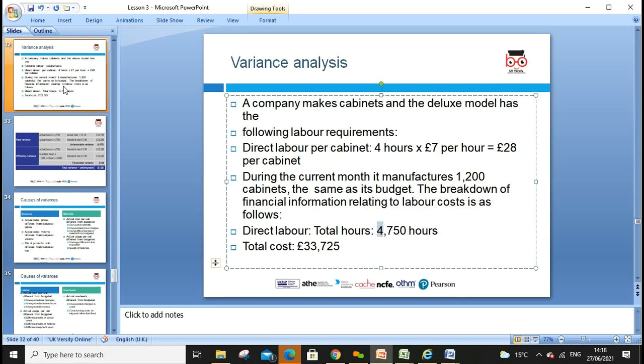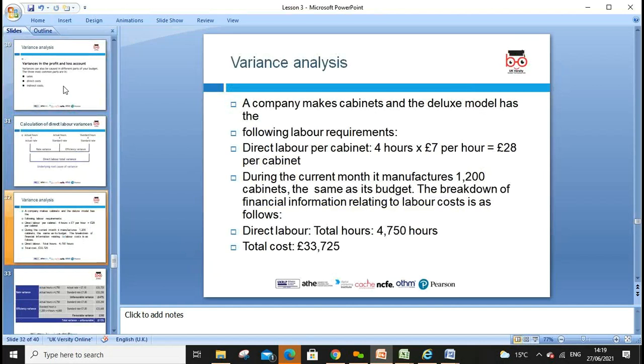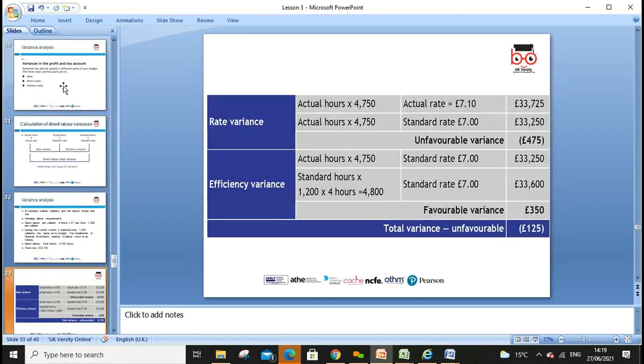Standard is to use 4 hours, and the rate is £7. So each unit requires £28 worth of labor. If we are using these hours, you can multiply by £7 and find the cost. And if the actual cost is given, you can take the difference. Like here, we have an example, and we have a variance.